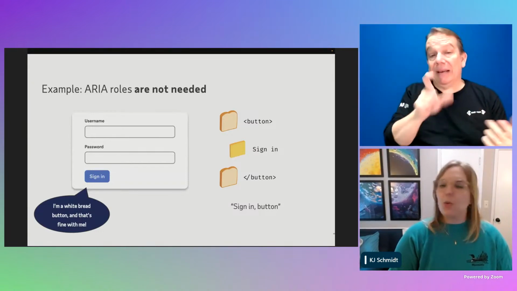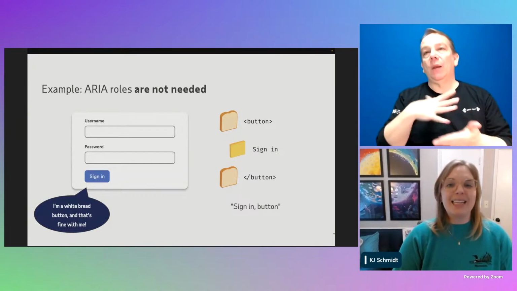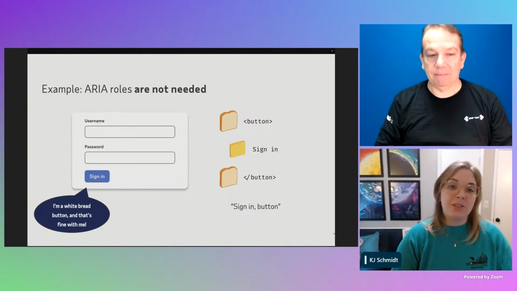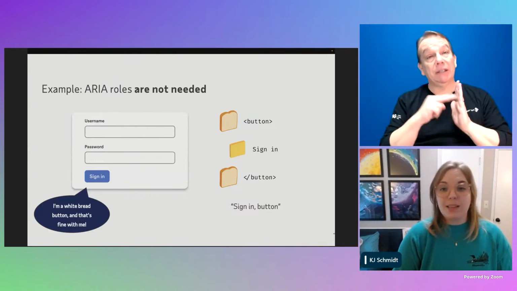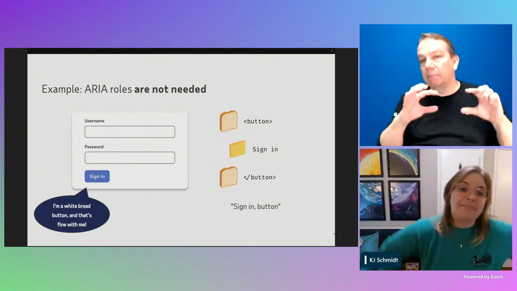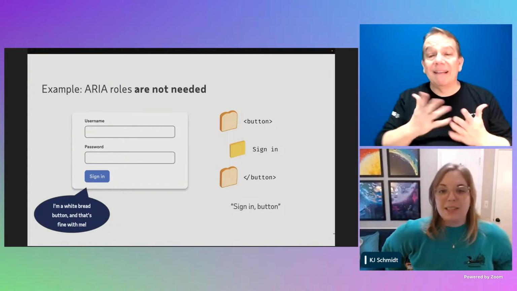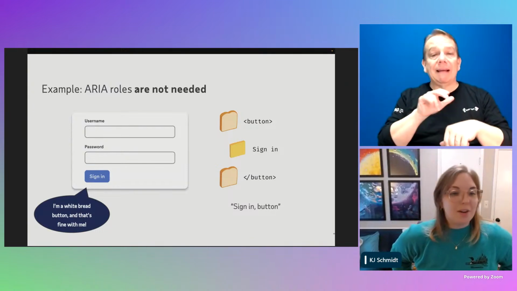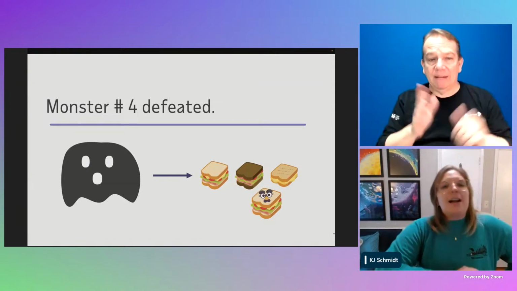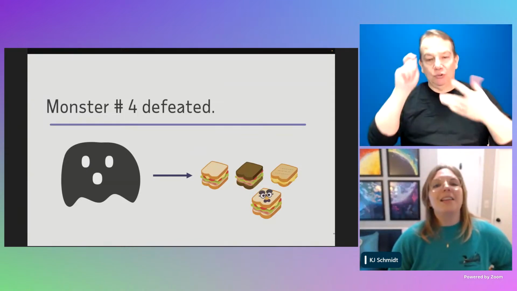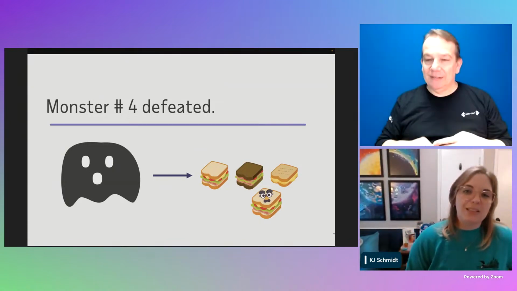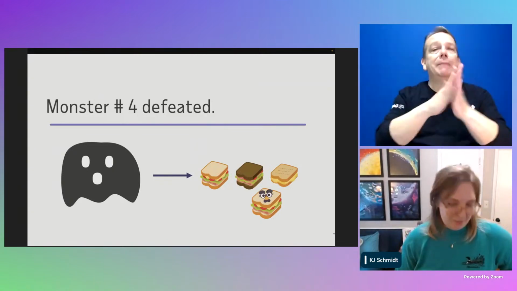I have a plain white bread button that says sign in at the end of a username and password form. When a screen reader encounters this button, it will say something like sign in button. And this white bread button is doing great. It doesn't need anything fancy. We can use a native HTML button element here without any ARIA roles. All right, we have defeated yet another monster. Roles aren't monsters, they're just different types of sandwiches, and sometimes they're sandwiches wearing costumes.